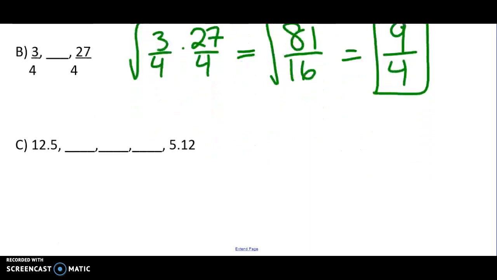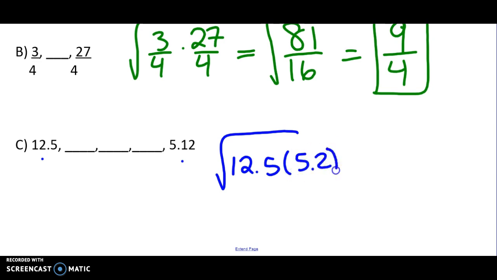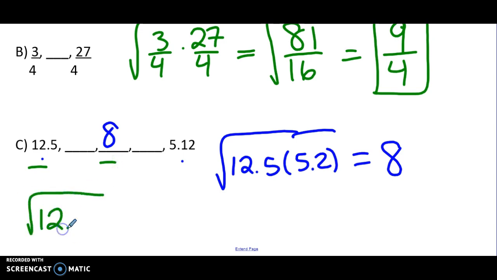In part C, we have to find 3 geometric means. So we are going to first find the geometric mean between 12.5 and 5.12. So we want to take the square root of 12.5 times 5.12, which is equal to 8. Then we want to find the geometric mean of 12.5 and 8, so we take the square root of 12.5 times 8, and that gives us 10.